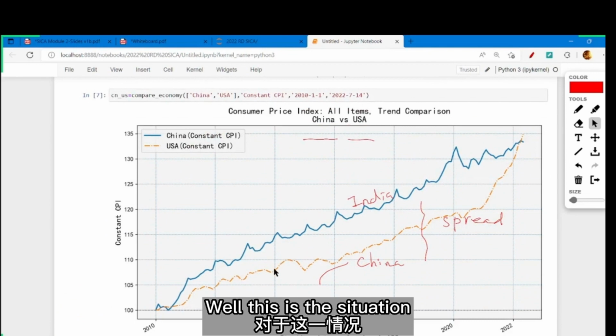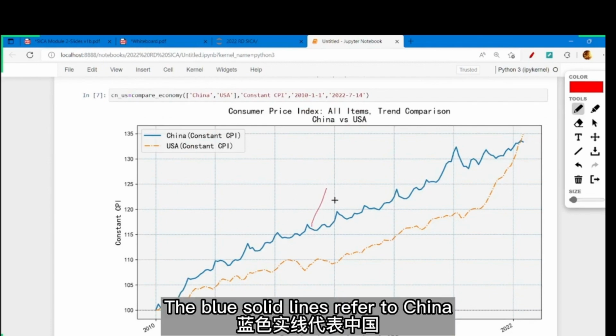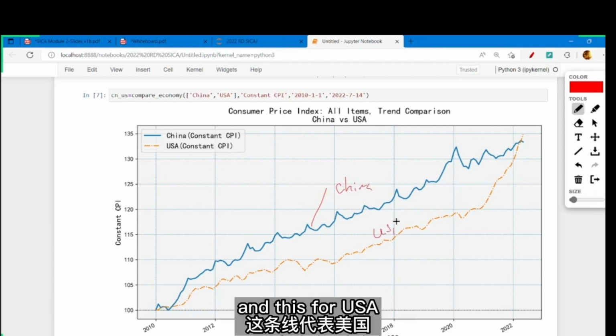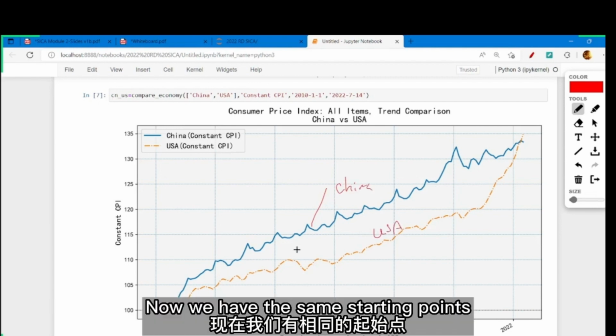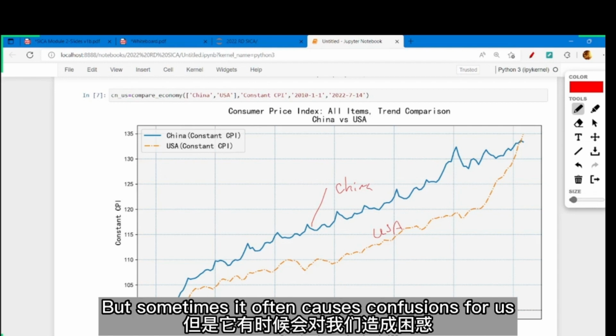Well, this is the situation. So let's look at the curve. The blue solid lines refer to China, and this for USA. Now we have the same starting points. So this is the advantage of benchmark measure, but sometimes it often causes confusions for us.